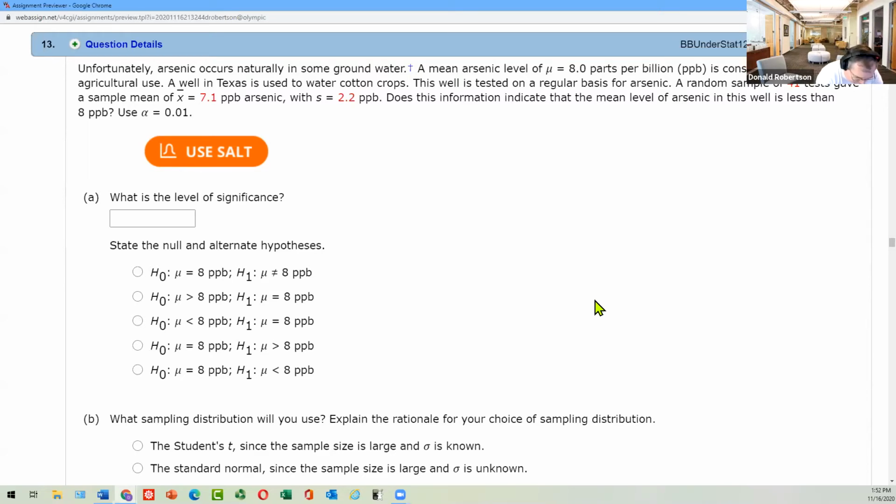S is 2.2. And the significance level is 0.01. Does this information indicate that the mean level of arsenic in this well is less than 8? So less than 8. Hold that thought, less than 8.